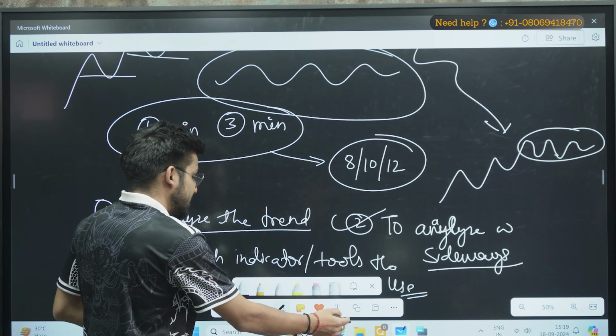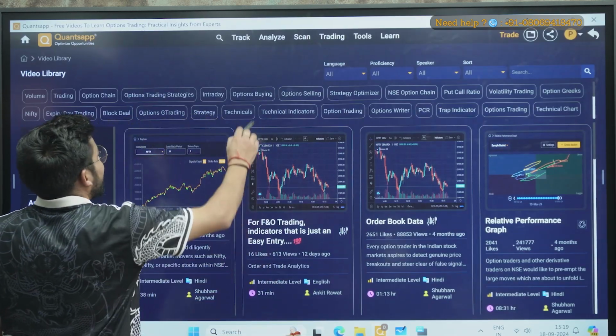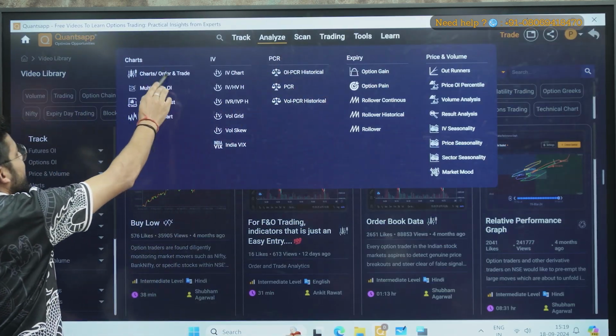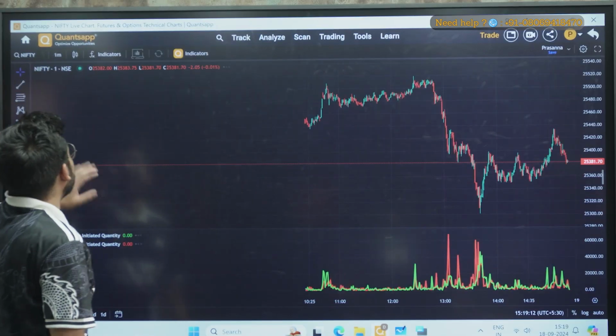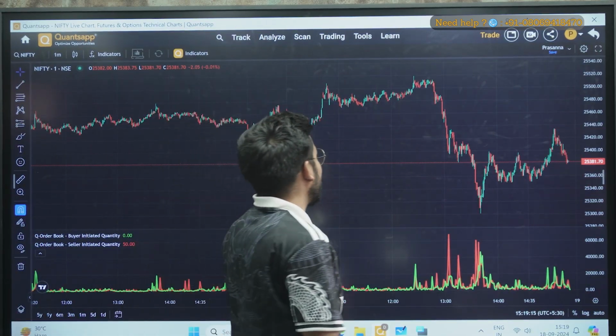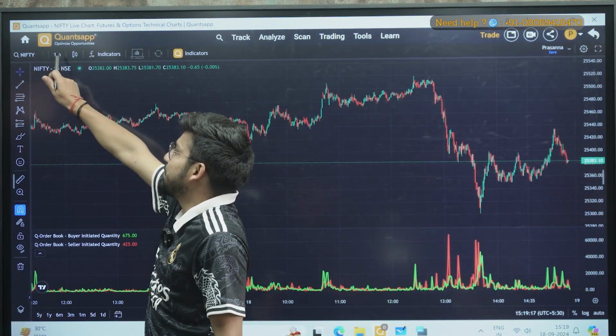Right, now the first thing is that we have to go directly to the chart. In the application you have to go to the analyze section, where there are charts, order and trade, and right now we are looking at Nifty here, and we have selected the 1 minute time frame, as you can see.